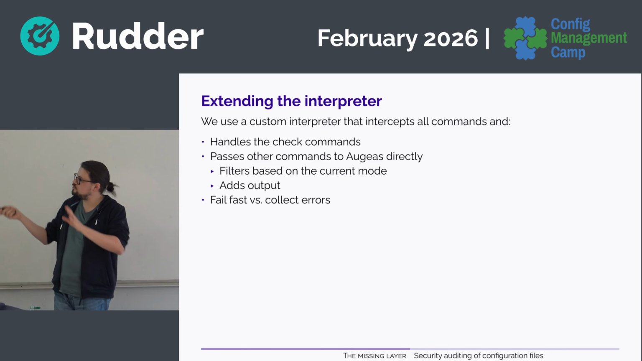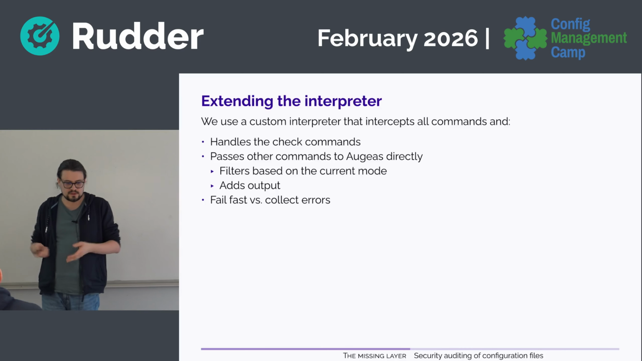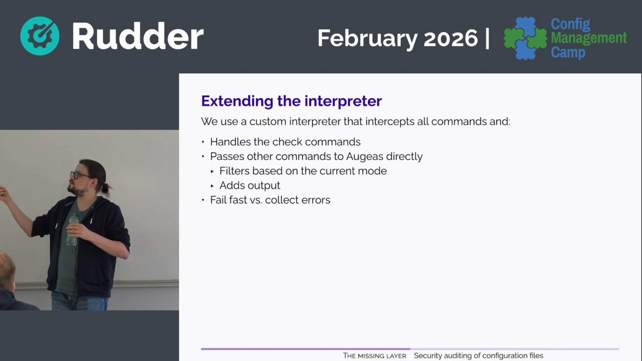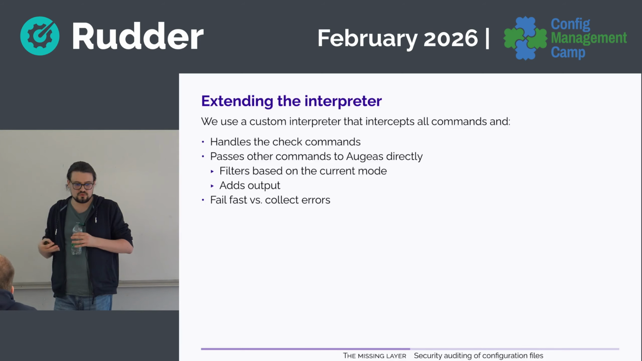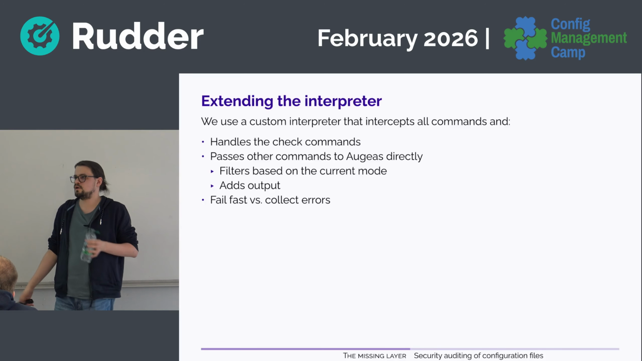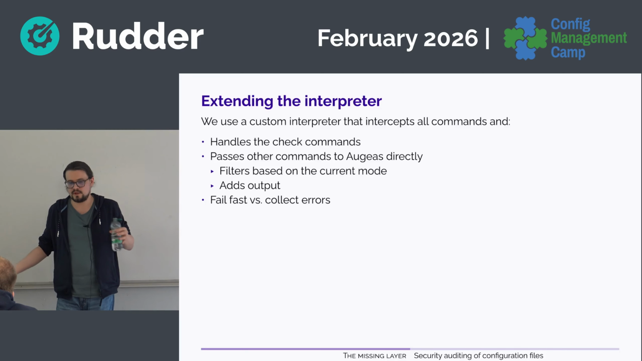I won't go into much detail. It's mostly code related, but yes, that's what allows us to plug this system into the existing Rudder abstractions and everything. So we have the language extension, we have the interpreter, and now we need a better output, because Augeas by default does not display anything. It's made as an edition tool.